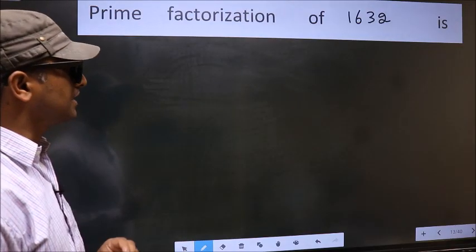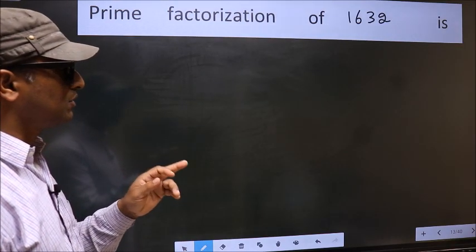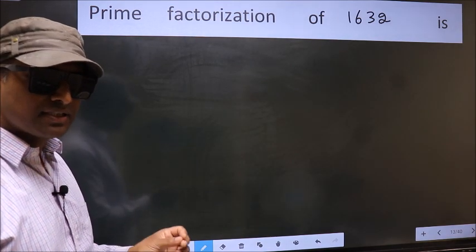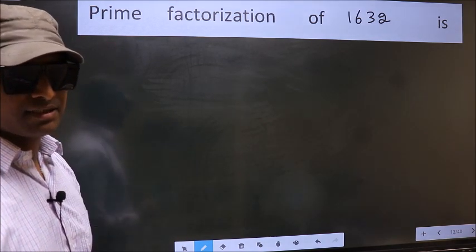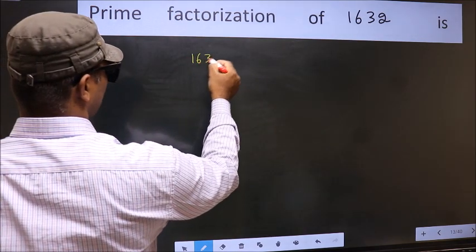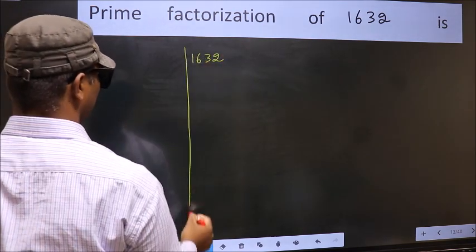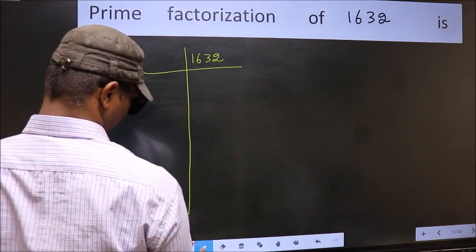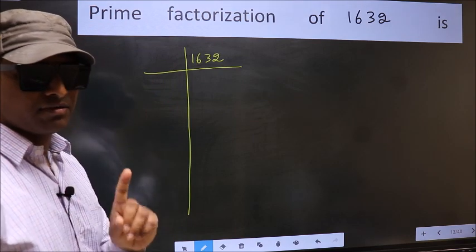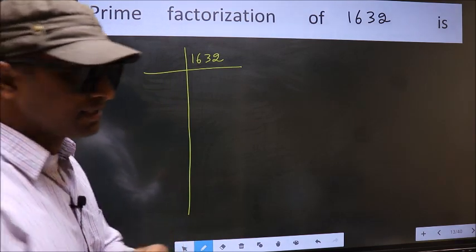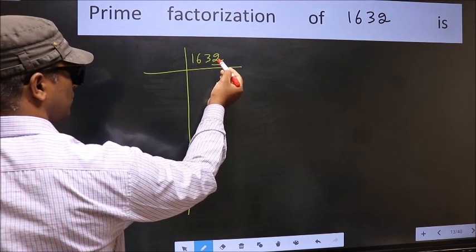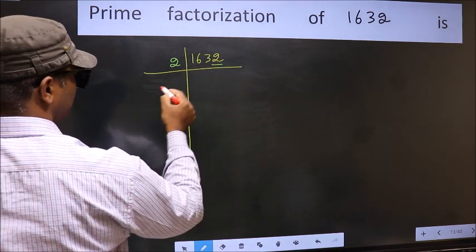Prime factorization of 1632. To do prime factorization, first we should frame it in this way. 1632. This is your step 1. Next, in this number, the last digit is 2, even, so take 2.